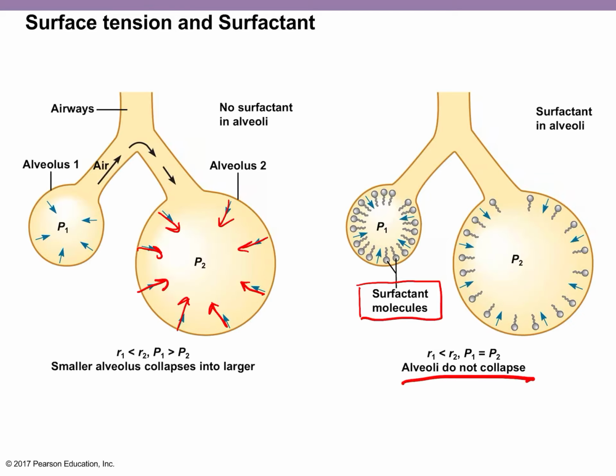The type 2 cells are going to secrete the surfactant, and surfactant is going to increase your lung compliance because the lung wants to collapse in on itself, right? Compliance is the stretch to expand. And so if you have surfactant, it's going to be easier to expand, and so it's going to increase the compliance.